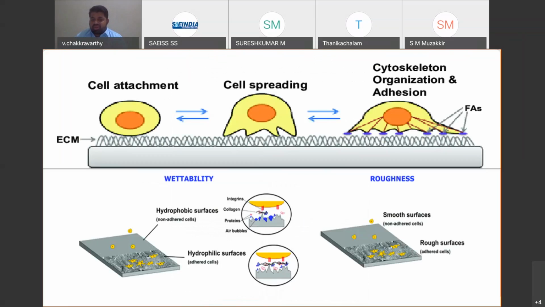But a rough surface will always be prone to corrosion attack, as we already know. So cell adhesion will be better, but obviously the corrosion resistance will be poor. And not only human bone cells can adhere over the rough surface, even bacteria can also adhere over the rough surface. That is also one of the most common problems.